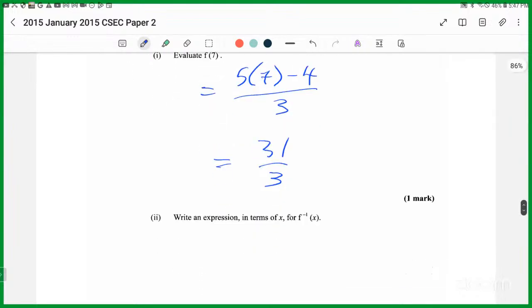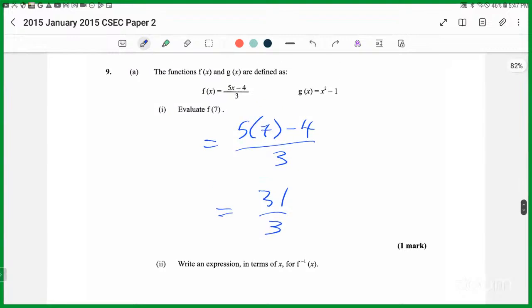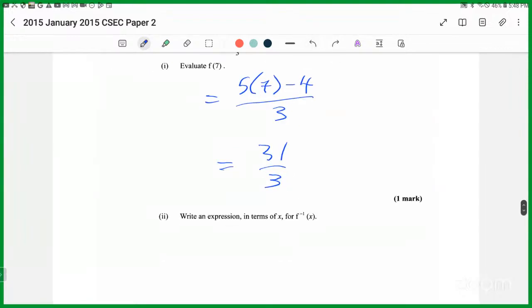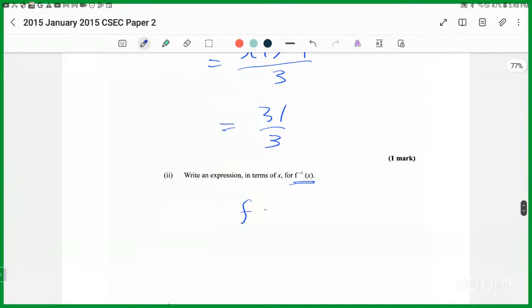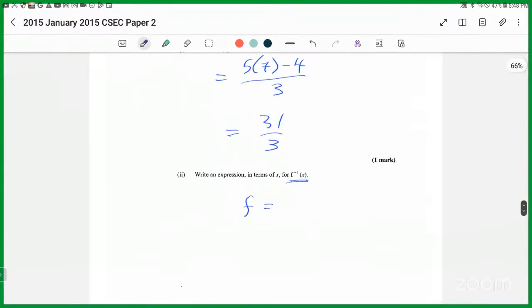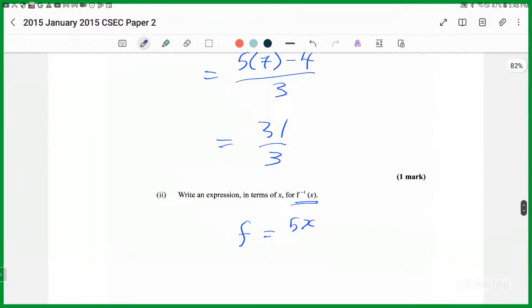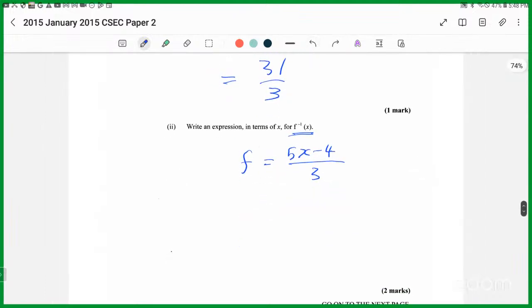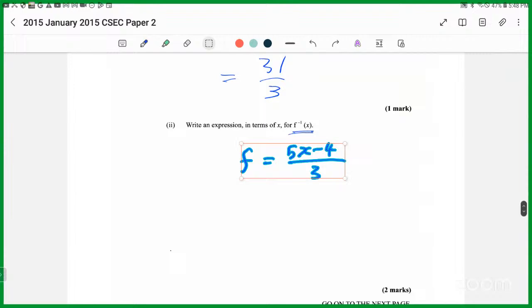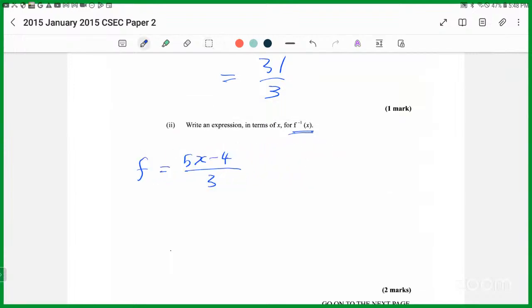That's an easy one. Next one wants an expression for f to the minus 1 from this function. All right, I want f to the minus 1. Let's start by saying f equals, what is it again? 5x minus 4 over 3. Basically, I want this to become the subject, but we can inverse it first. All right, so I'm going to inverse it first. This f is going to become x on the inverse function. And this x is going to become f to the minus 1 on the inverse function.